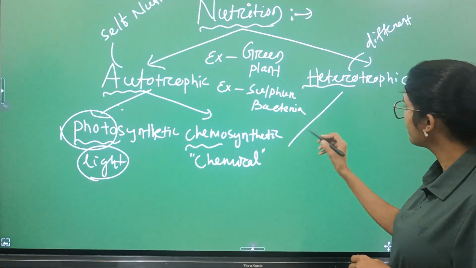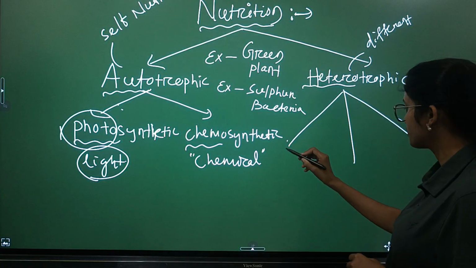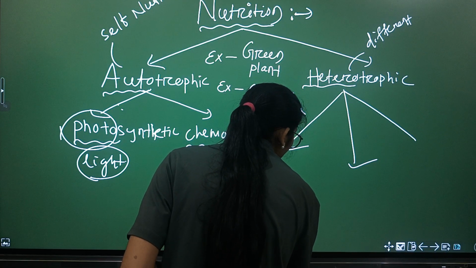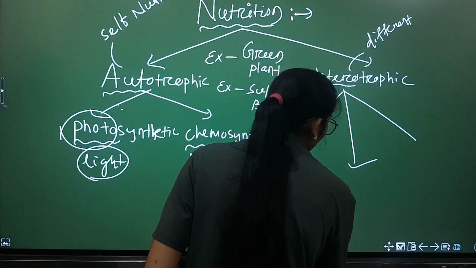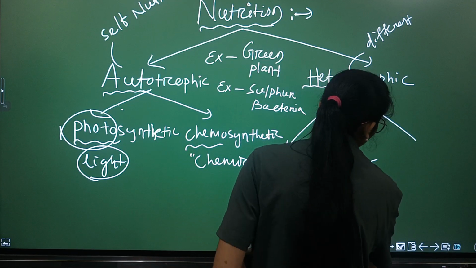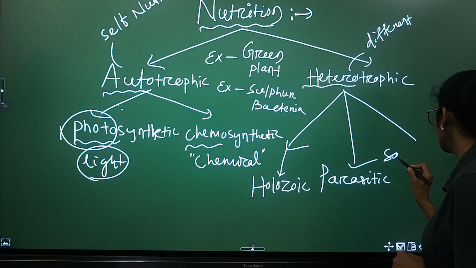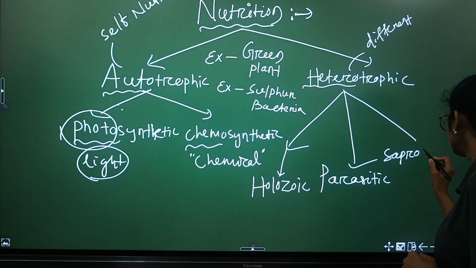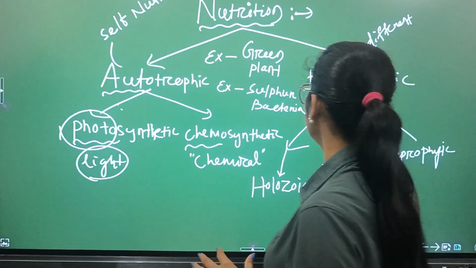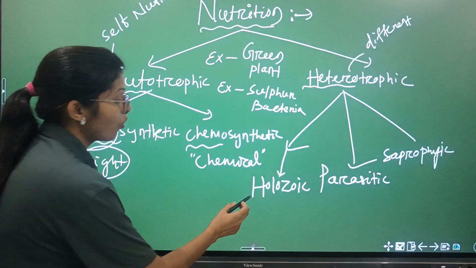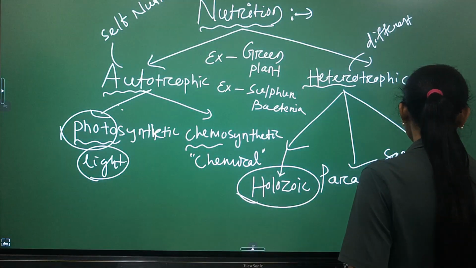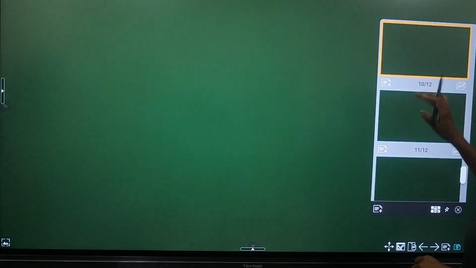How many types of heterotrophic nutrition are there? There are three types. One is the holozoic mode of nutrition. Another one is the parasitic mode of nutrition. Another one is saprophytic. Okay. So now let us discuss what is the holozoic type of nutrition in the next slide.